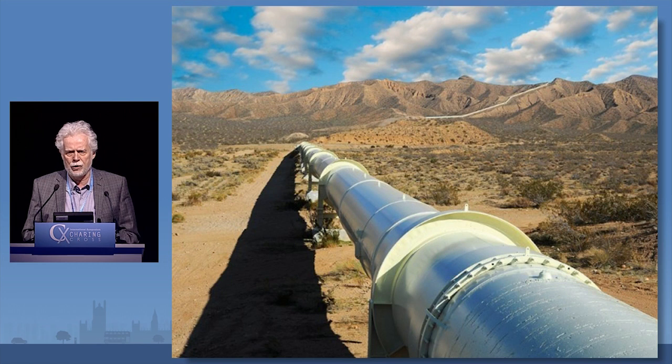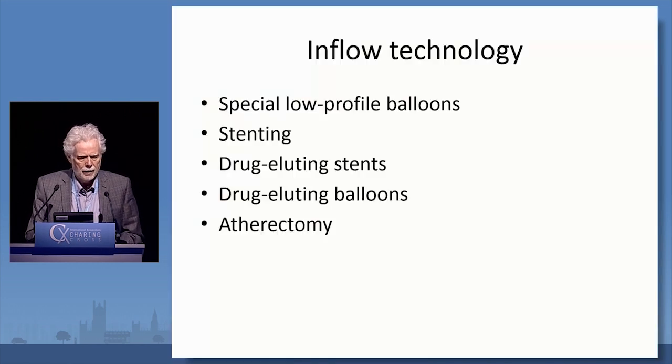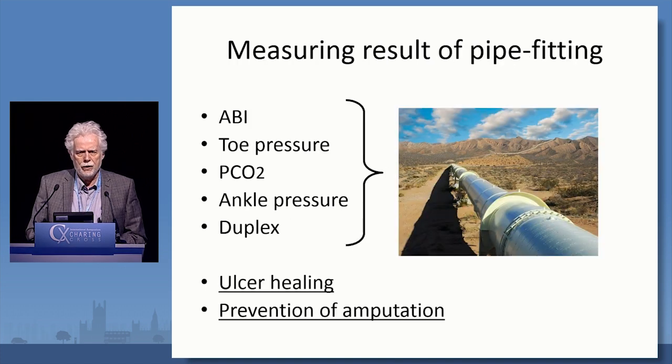This is what we are currently focused on, and this is actually 95% of this whole meeting. However, what we do measure is also the result of what we do with our new pipes. We look at ABI, toe pressure, ankle pressure, and next to that is all measuring how good are the pipes. And we should be looking at other things, because we are concerned about ulcer healing and prevention of amputation.